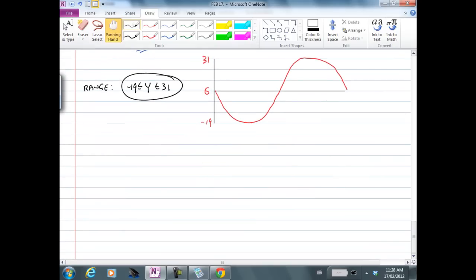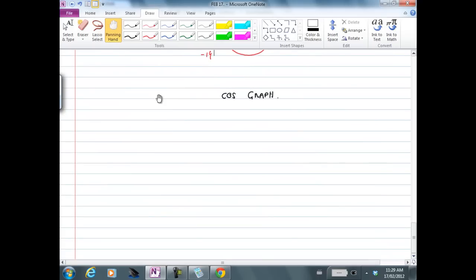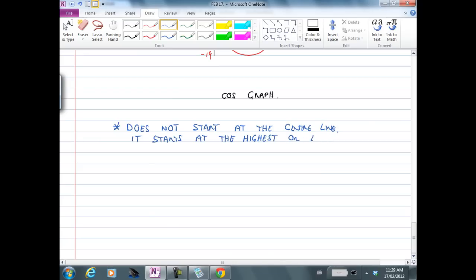Guys, gals, cos graph. And then after this, I'm going to give you a supernova question for today. And that's all we're going to do. Cos graph, I need you to write down big star. A cos graph does not start at the center line. This is where people get mixed up. It starts at the highest or lowest position. Never the center line. This is where students always make mistakes when it comes to cos graph.